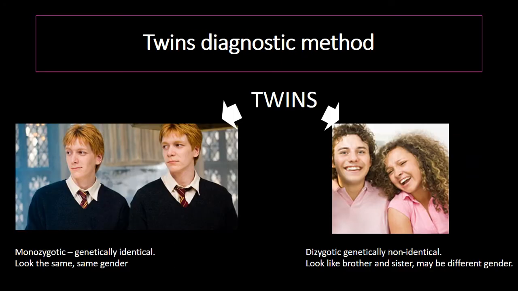And the next method is the twin diagnostic method. It is a very interesting method. At first I want to remind you that twins may be monozygotic and dizygotic. Monozygotic twins are genetically identical. They look the same and have the same gender. Dizygotic twins are genetically not identical. They look like brothers and sisters and may be of different gender.